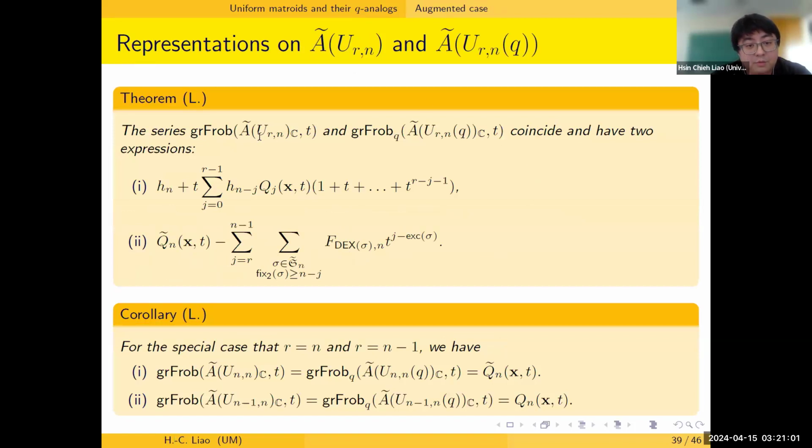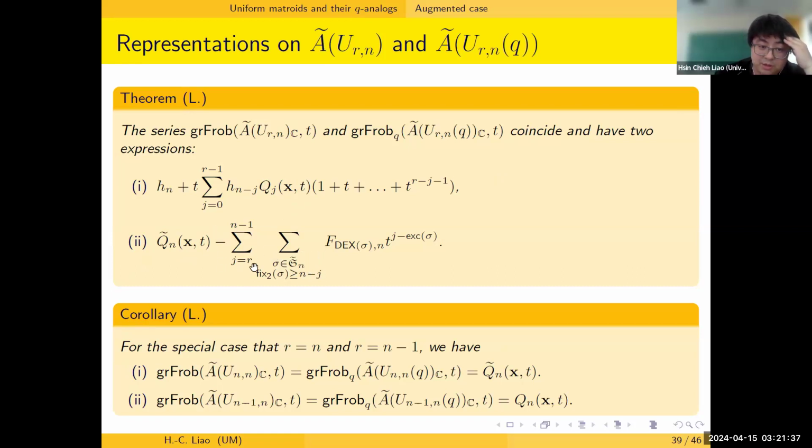So we show that the graded Frobenius series of the augmented Chow ring of q-uniform matroids has two expressions like these, which is analogous to the non-augmented case. But the different parts now: instead of Q0J, this becomes just QJ related to these permutations, and here this becomes Q_n tilde related to decorated permutations. And here we are also summing over decorated permutations.